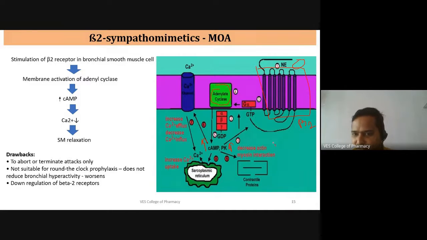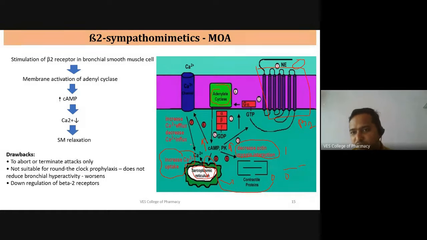So which actions can you see? Decreased actin and myosin interaction, meaning they are deactivating the myosin light chain kinases or decreasing the contractile protein. So the interaction will get decreased, so ultimately contraction will get decreased. Next one, sarcoplasmic reticulum. They also have action on the sarcoplasmic reticulum. So what actions can you see here? Increase in the calcium uptake, meaning whatever calcium gets released during the contraction, all the calcium is again taken back into the sarcoplasmic reticulum.